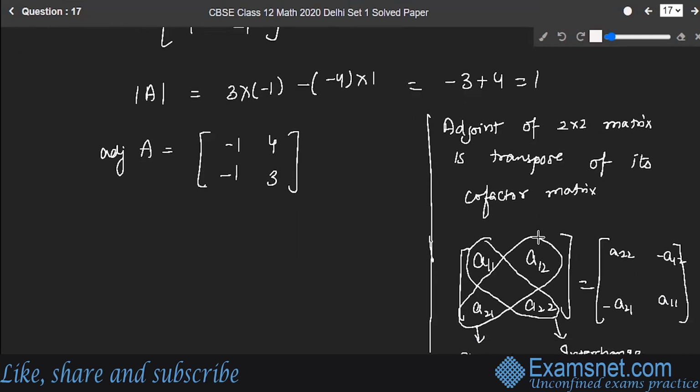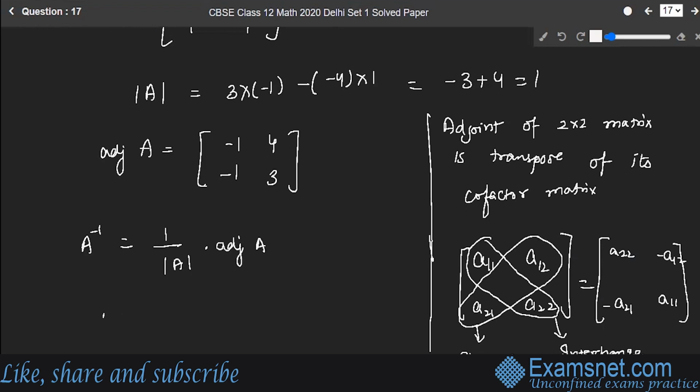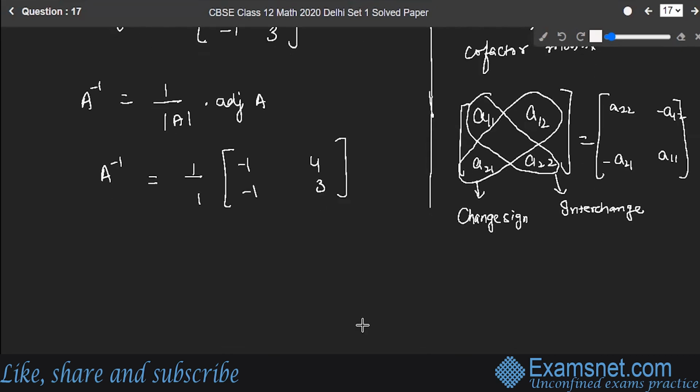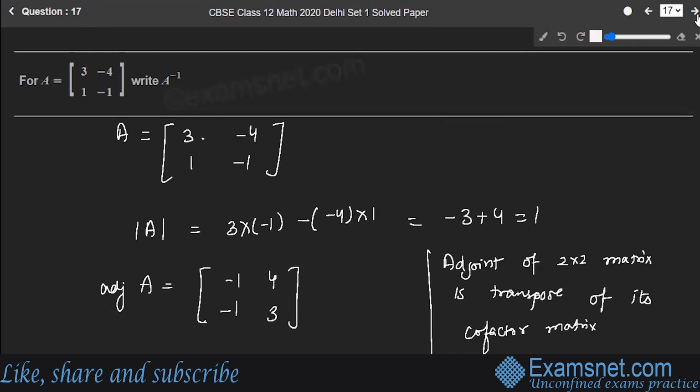And what you have to find out in the question is A inverse. You know, A inverse is equal to 1 upon determinant of A into adjoint of A. So A inverse is equal to 1 upon, what was the determinant? It was equal to 1, and the adjoint of A was minus 1, 4, minus 1, and 3. So this is the answer to the question: minus 1, 4, minus 1, 3. Hope you understood that, right? Next is the 18th question.